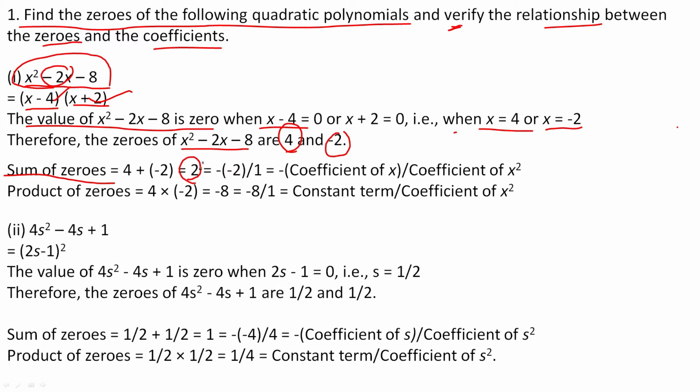A is equal to 1, so minus of minus 2 by 1: minus coefficient of x divided by coefficient of x square, as we mentioned in the quadratic equation formula, sum of the zeros. The same way, the product of zeros, that means you have to multiply these two values, 4 into minus 2, you will get minus 8. So the product of zeros is c by a, the constant term divided by the coefficient of x square term.